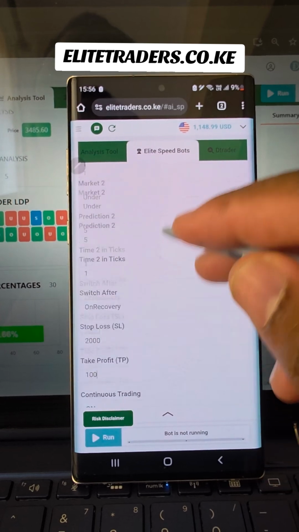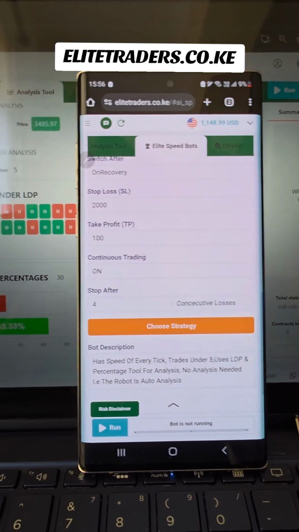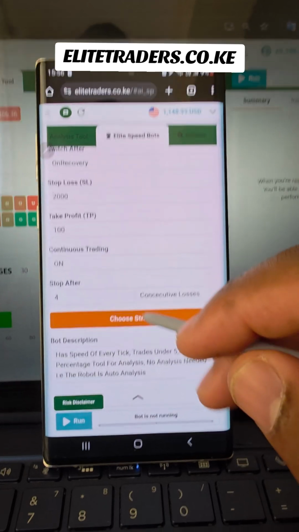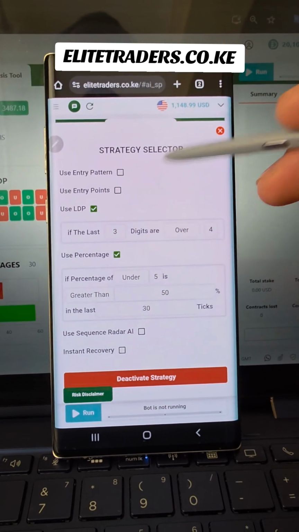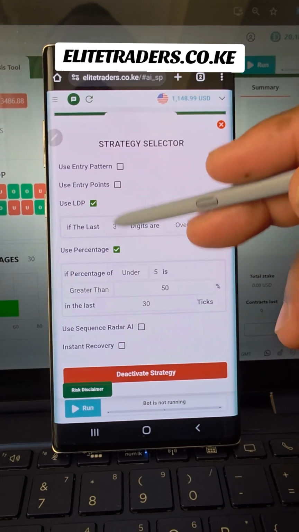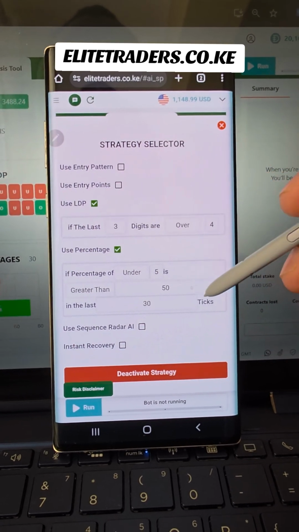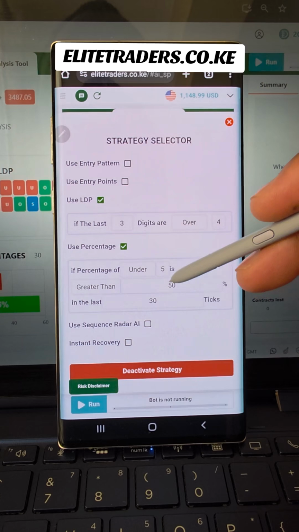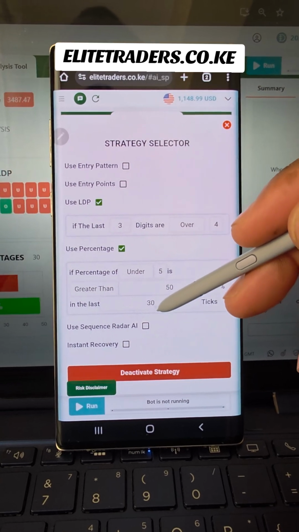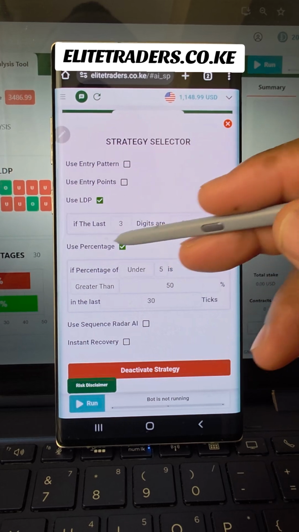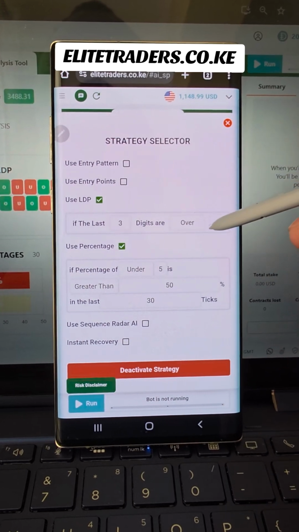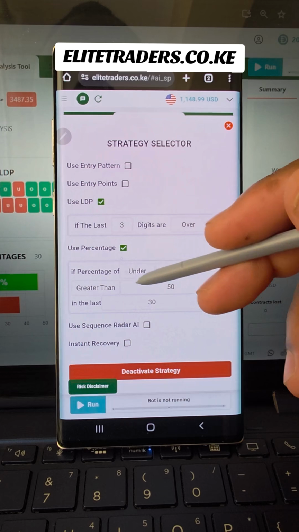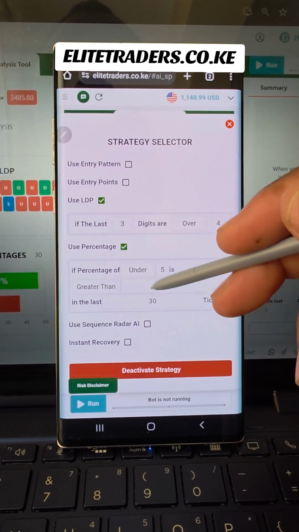If you check here, I just want to show you how you can select the best volatility that will not keep you in the market for long as you wait for the market conditions to arrive. If you click here, these are the two strategies applied by this robot to execute these contracts. First one is a percentage: if under 5 market is greater than 50% in the last 30 ticks. The second condition, 3 consecutive over 4 digits, then the robot runs on under. So we need to choose a volatility where the percentage is more than 50%.